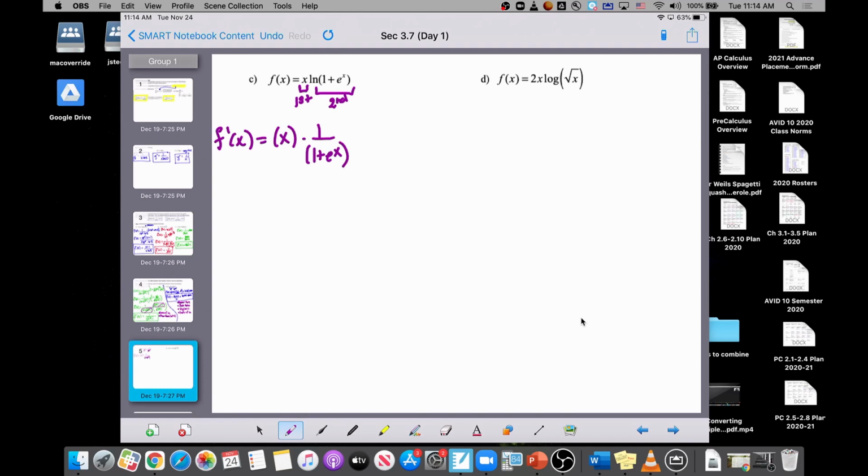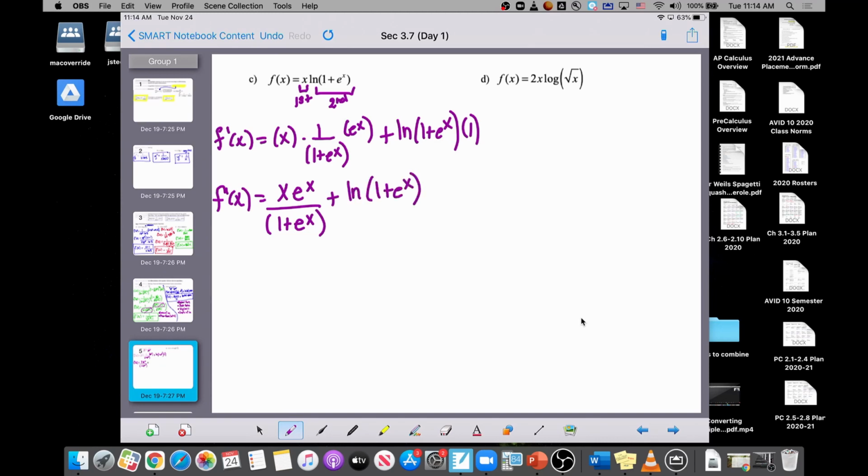We've got chain rule, right? So the derivative of 1 plus e to the x is just going to be e to the x. So that's first d second, plus second, so ln of 1 plus e to the x, d first, and the derivative of x is just 1. So now we can do some simplifying. Our f prime of x across the top, x times 1 times e to the x, is going to be x e to the x over 1 plus e to the x plus natural log of 1 plus e to the x. And that one is done.